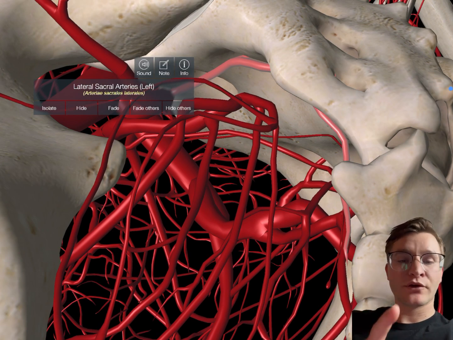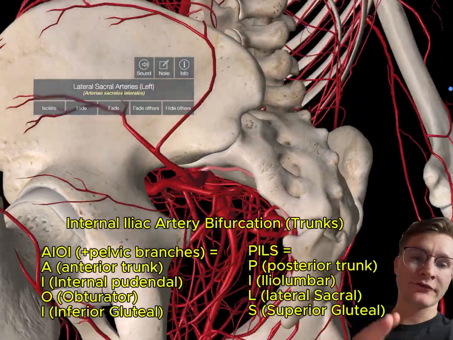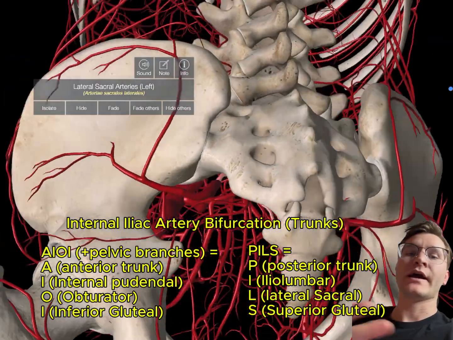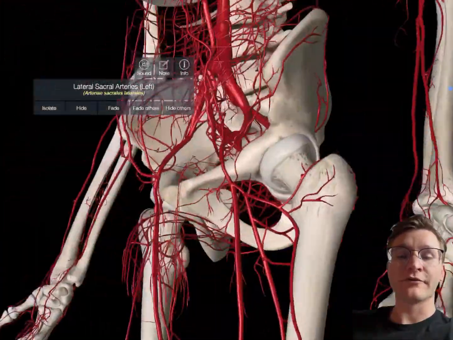But remember, you have your PILS for your posterior trunk, and then AIOI for your anterior trunk of our internal iliac artery. Our external iliac artery will go on to become our femoral artery.